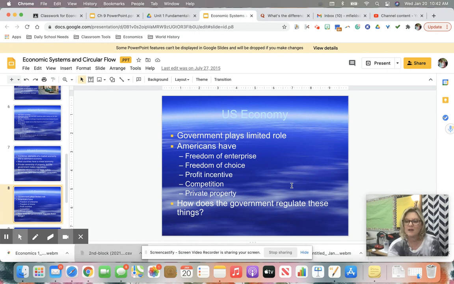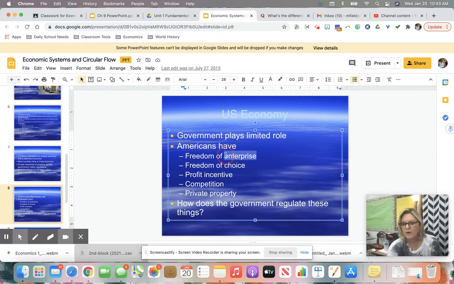So in the U.S. economy, there is a limited role for government, but it's not as limited as we like to think it is. The government regulates a lot of aspects of our life, but we do have freedom of enterprise. That means we can work where we want to. We can be entrepreneurs and own our own business. We have freedom of choice to live where we want to live, work where we want to work, buy the things we want to. We can start our own businesses in order to make a profit. We can compete with other people.